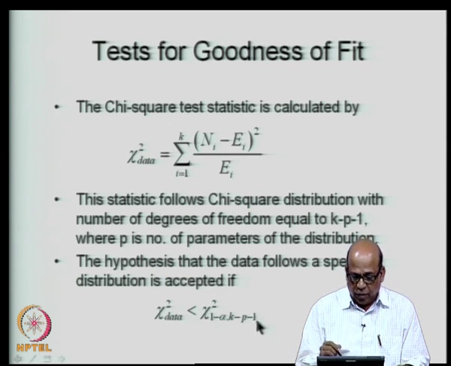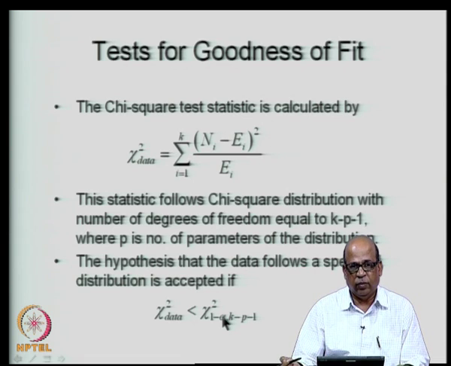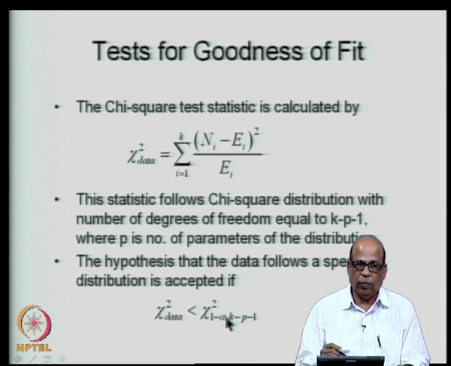Now, there is a critical level of the chi-square value which is associated with the degrees of freedom, which is k minus p minus 1. K is the number of class intervals of your data, p is the number of parameters of the distribution, and alpha is the significance level that you are making the test for. So, alpha can be 0.1 if it is 10% significance, alpha is 0.2 if it is 20% significance and so on. So, typically we use 10% and 5% significance levels.